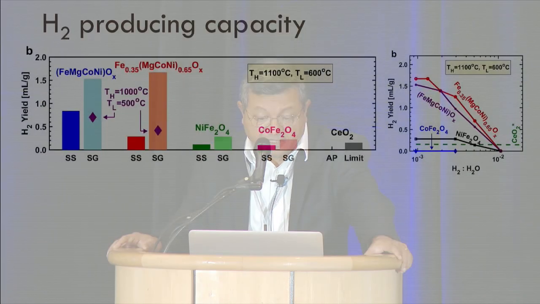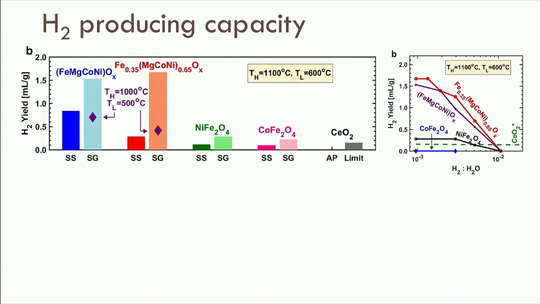In the interest of time, I'll keep it short. This is at 1100 degrees Celsius, and the gray bar for the cerium oxide is the thermodynamic limit for cerium oxide. And you find also cobalt ferrites, with two different ways of synthesizing this material. One is a sol gel technique, which seems to be working better. The other is a solid state sintering method. And you have nickel ferrite and cobalt ferrite. That's the performance of the existing materials.